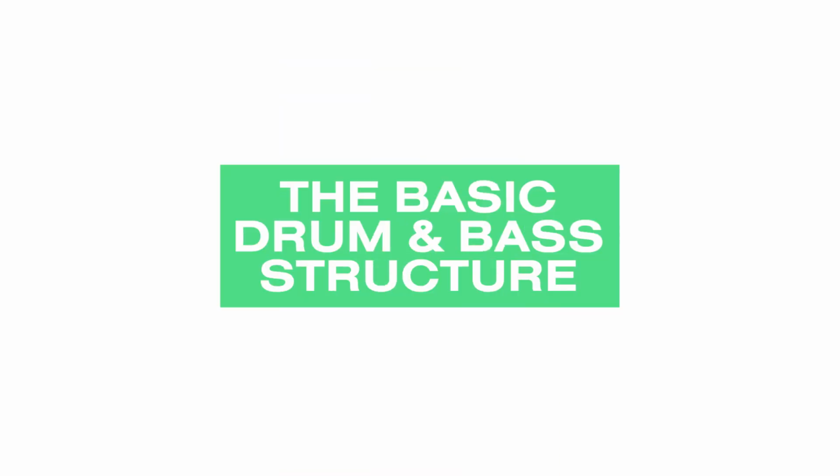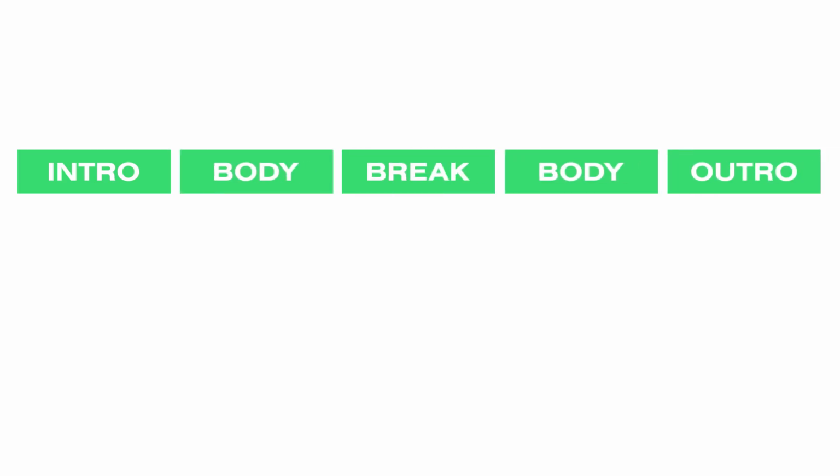Now, we're going to be going through one specific arrangement structure in dance music that's used a lot in drum and bass actually. However, there's tons of different structures and they are just building blocks and you can deviate from them to be really creative. I'm going to call this the basic drum and bass structure. And it comprises an intro, a body, a break, a second body, and an outro.